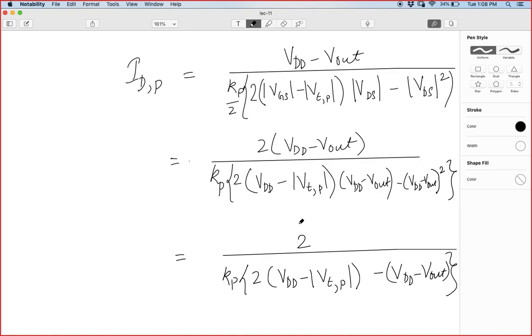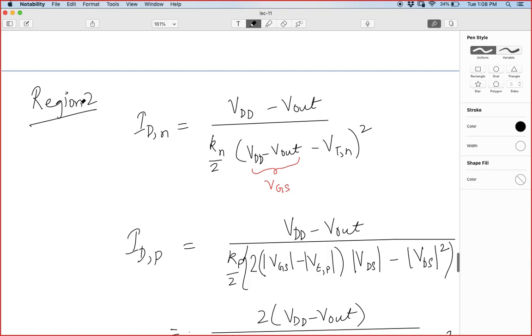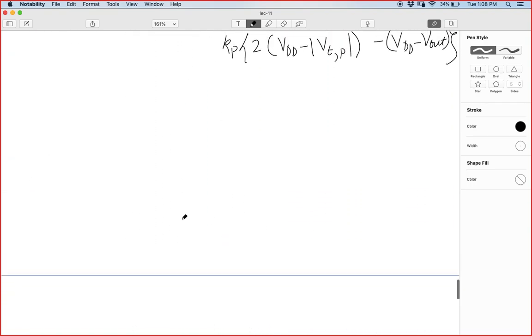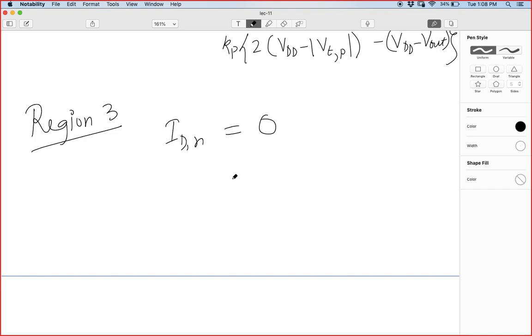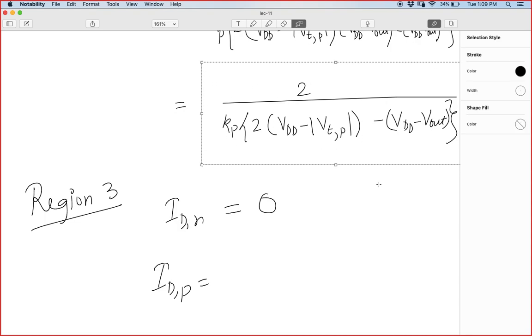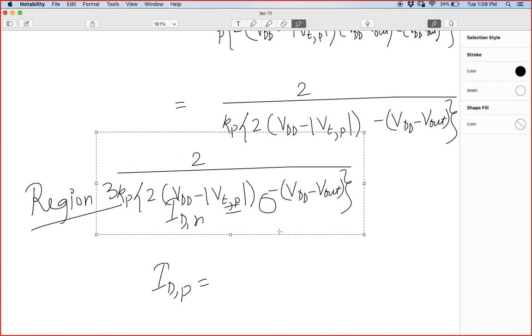So this is in case of region 2. Again in region 3, the same equation will repeat for PMOS, and NMOS will be in cutoff region, so no current will be flowing through NMOS. So in case of region 3, IDN will become 0 because it is cutoff region, and IDP will be same as this one. It will just be a repetition of this one, because it's in linear region.